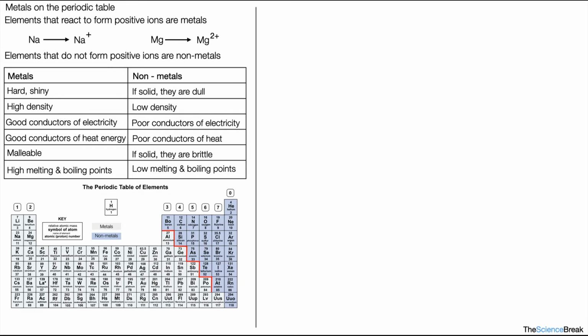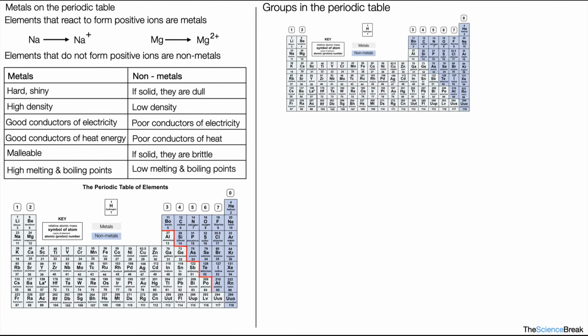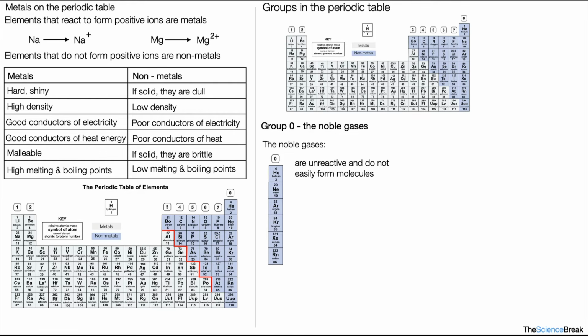Groups in the periodic table. We need to look at three groups. The first one is group 0, the noble gases. These are unreactive and do not easily form molecules. They already have a stable arrangement of electrons. That means they have a full outermost shell.